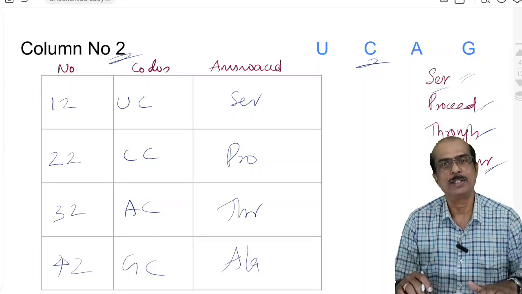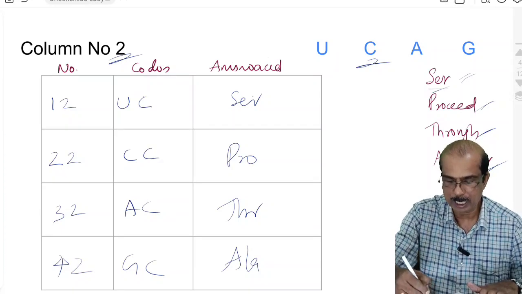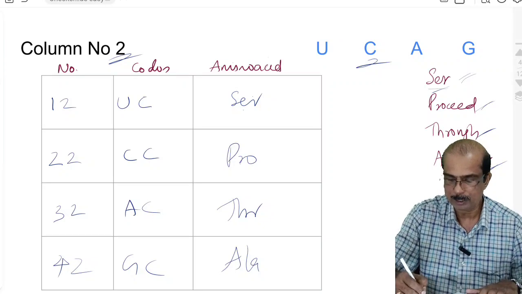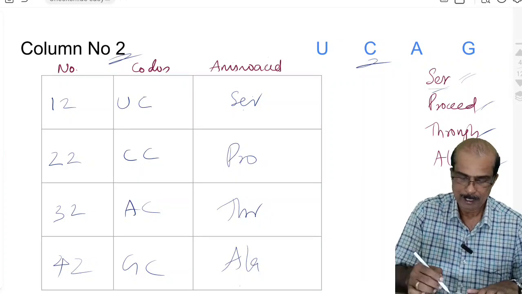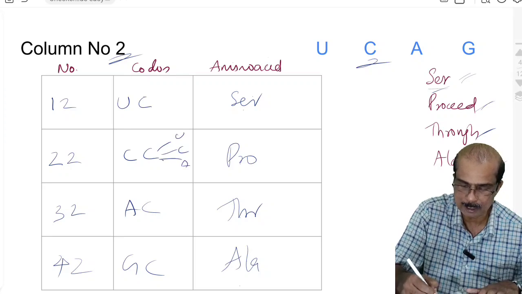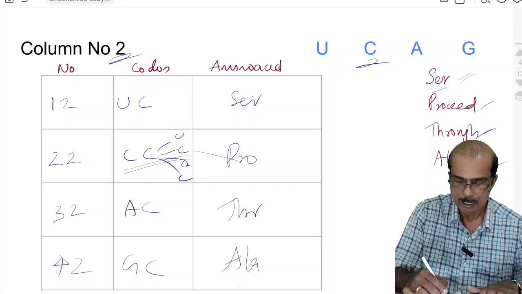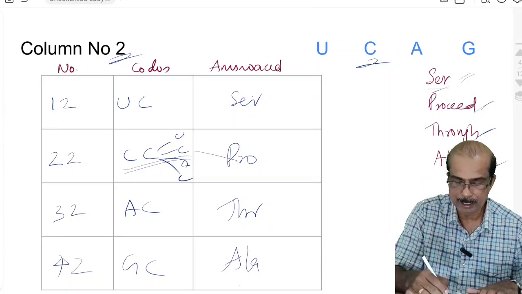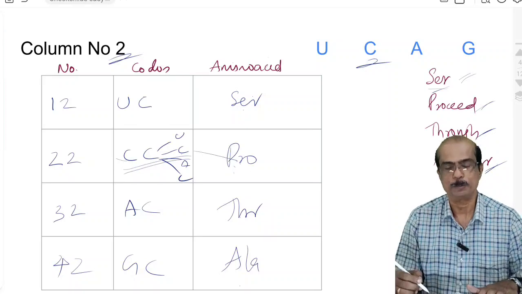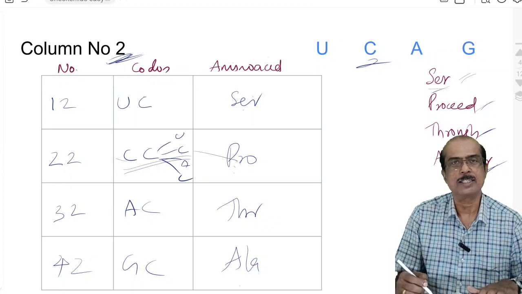The second column is completed. Four amino acids are there, and each amino acid has four codons in this column: serine, proline, threonine, and alanine. Here we know CCU, CCC, CCA, CCG. CCC is a homogeneous codon. Like UUU for phenylalanine, CCC is for proline. We have to remember that also. This is column number 2, very easy.